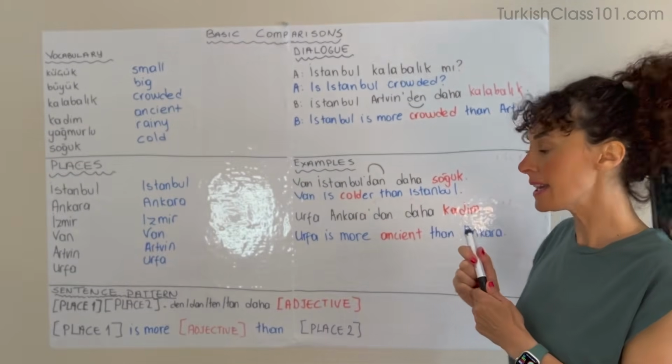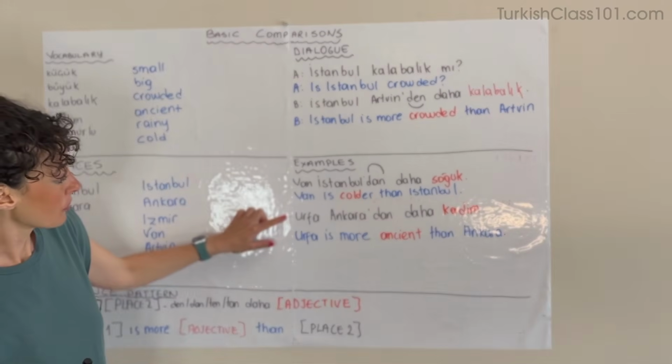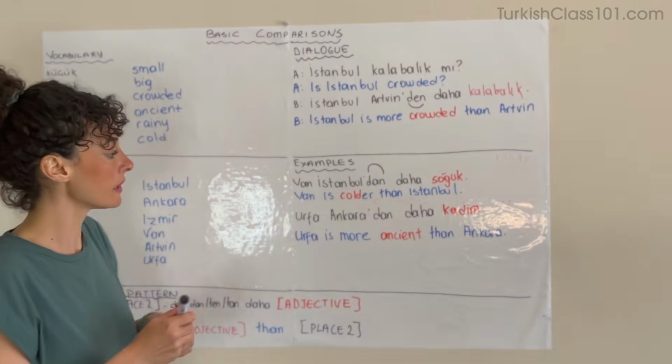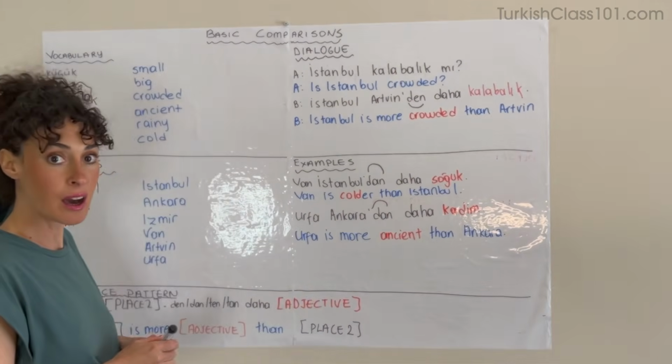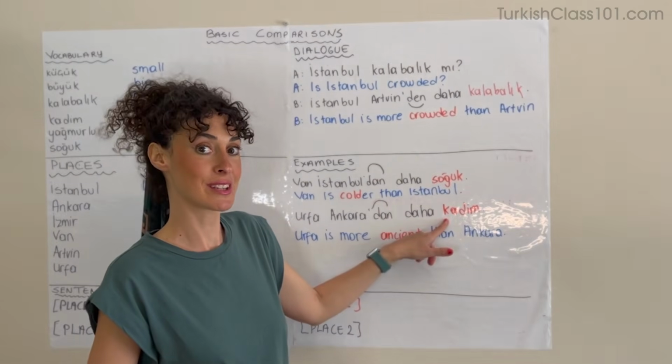And let's see the other example. Urfa, Ankara'dan, again here you see dan, daha kadim. And this is our adjective.